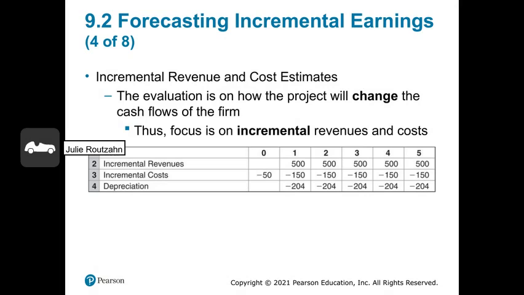So we're starting to build this framework that is showing how our cash flows are going to happen. We've got incremental revenues and then our incremental cost. We also have depreciation, which is going to decrease our net income. Now, you're going to sit here and say, okay, well, depreciation is a non-cash expense.